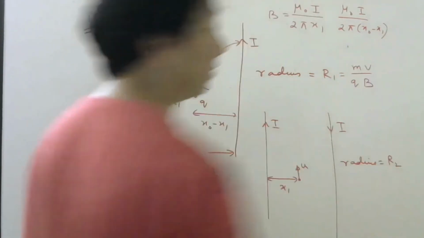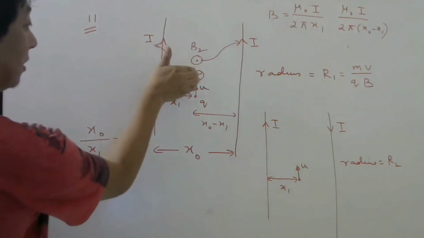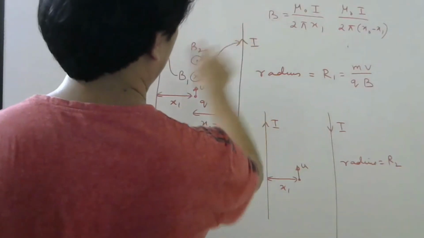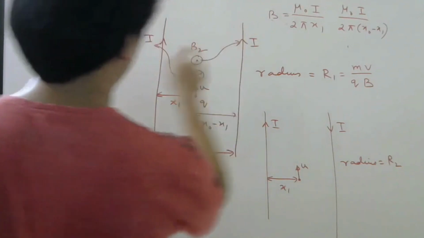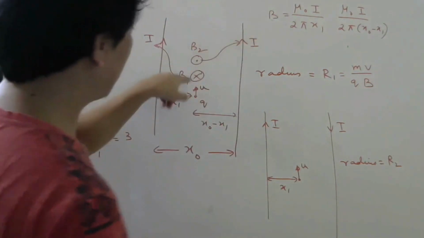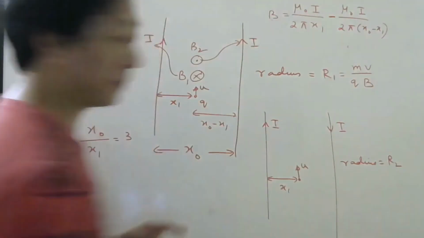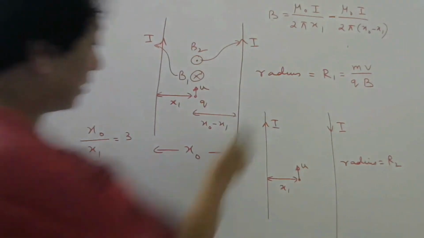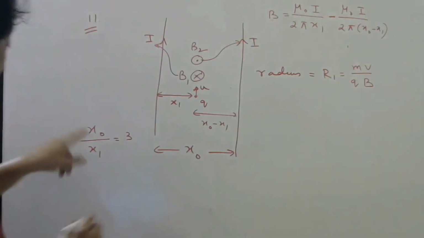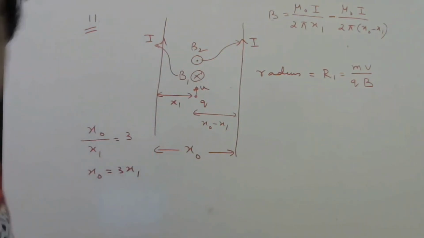So this is the magnetic field when the currents are in the same direction. Here in, here out, here out. Due to this it is out, due to this it is in, correct? Since the magnetic fields are in opposite directions, I should put a minus. Now they also told x naught is 3 times x1.